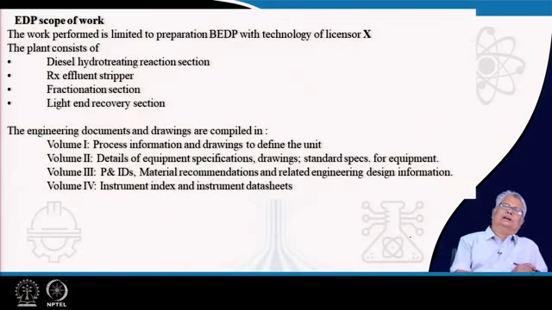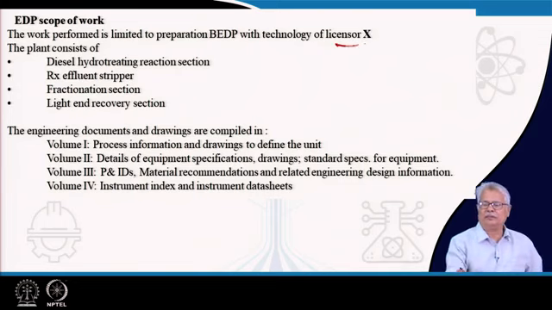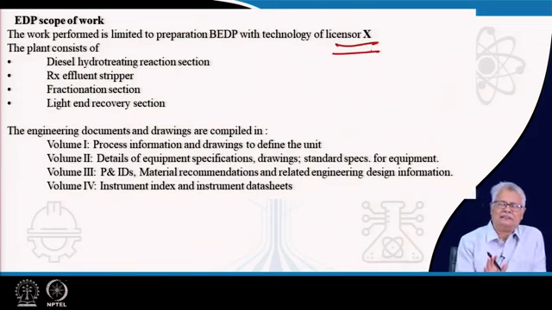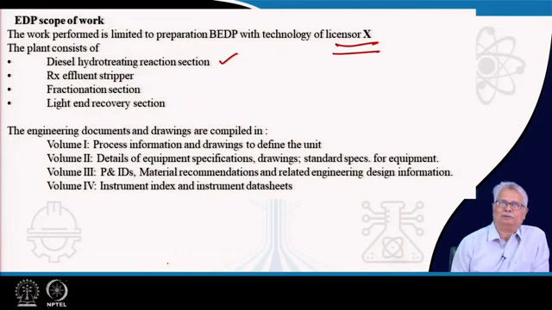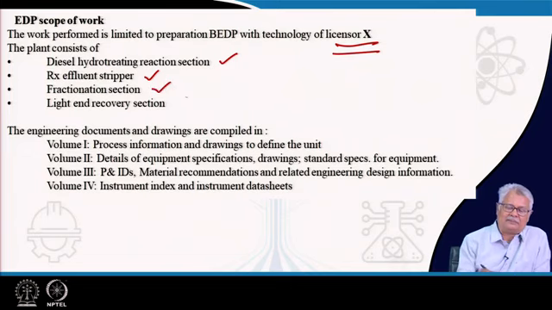Now, the scope of work, if you look at, the work performed is limited to the preparation of BEDP with technology of the licensor. In fact, this is an existing plant, and I am not going to give you the details of this, I cannot in fact. The plant consists of the diesel hydrotreating reaction section, which is basically the reactor I talked about. Then you have the reactor effluent stripper, the fractionation system which we have not included, and a light end recovery section.